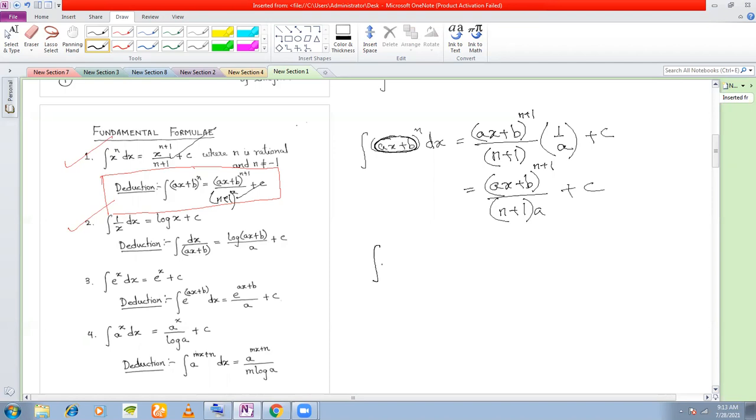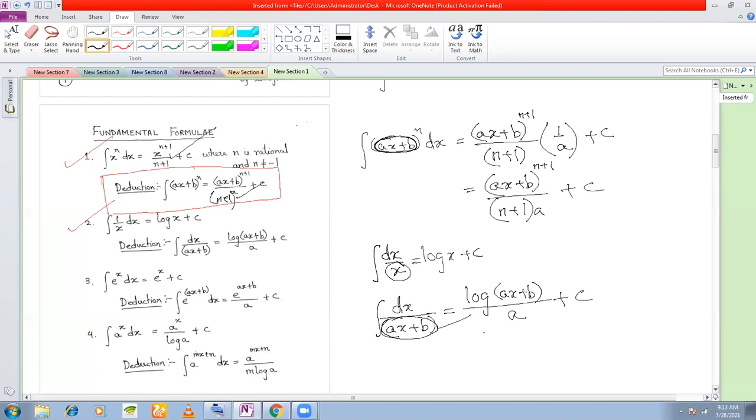Similarly, if I'm integrating dx by x, the formula is log x, right? But instead of x, suppose I have dx by ax plus b, a linear polynomial, then how will I integrate this? I will integrate in the normal manner. I will treat this entire thing as x. So I will write log ax plus b. But the only difference is, after writing log ax plus b, I will divide it by the derivative of ax plus b. What is the derivative of ax plus b? It is a. Clear with this?